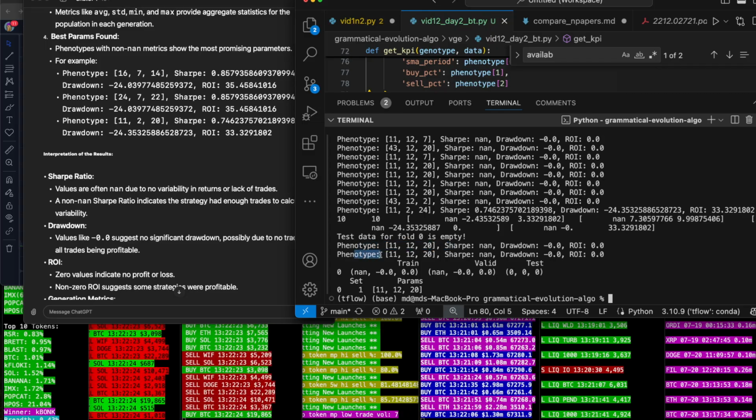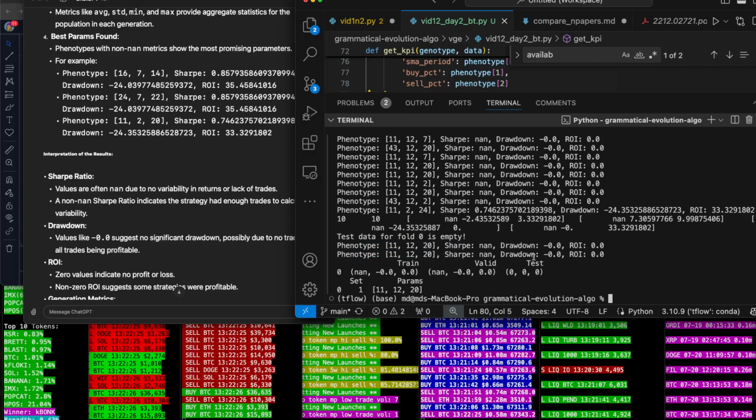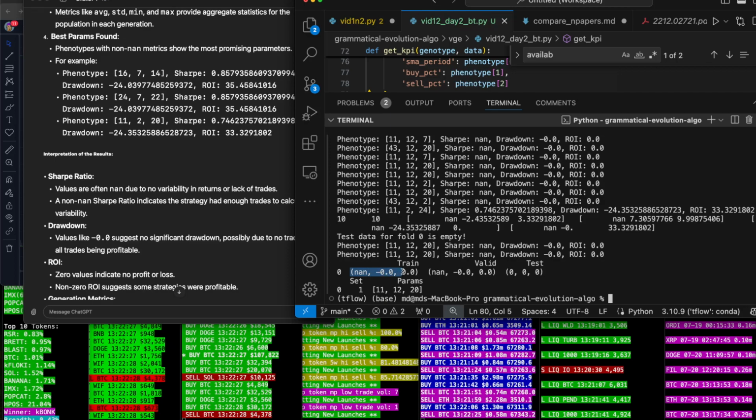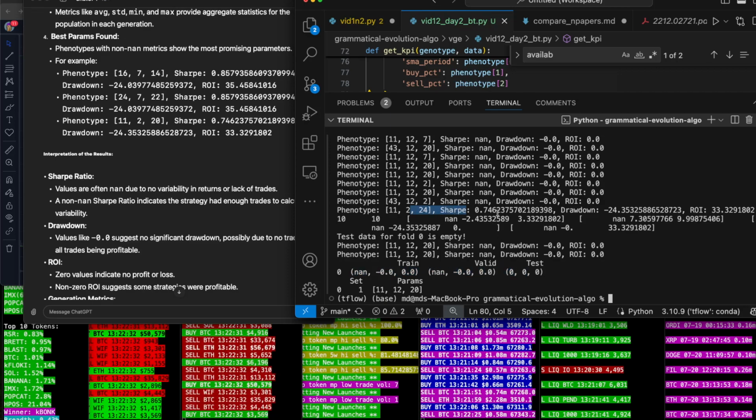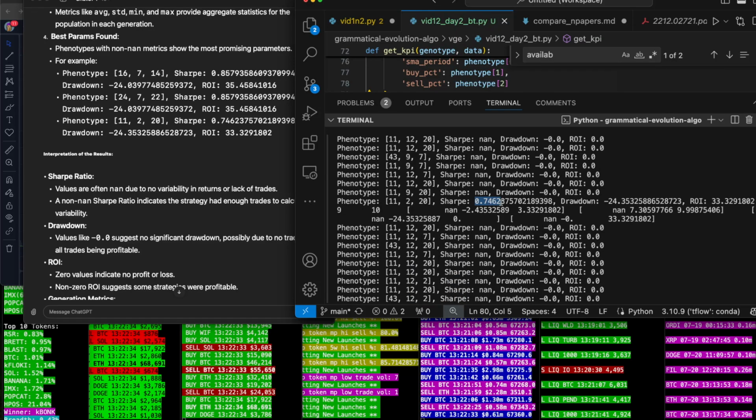Phenotype 11, 12. Sharp drawdown, no. Train. Phenotype here, Sharpe 0.74.